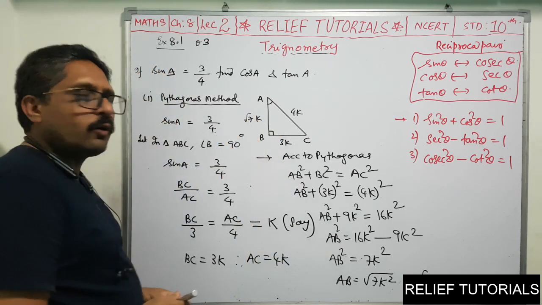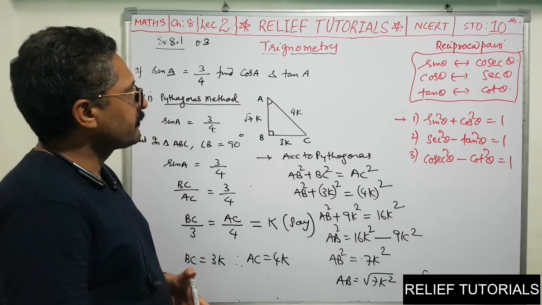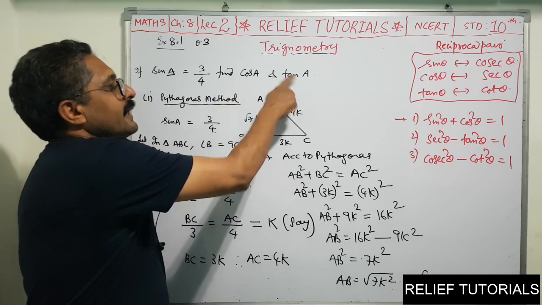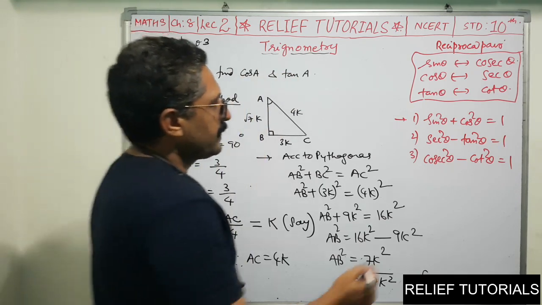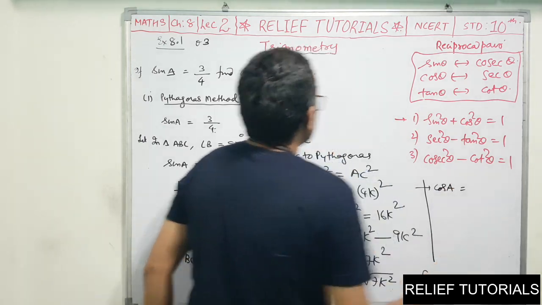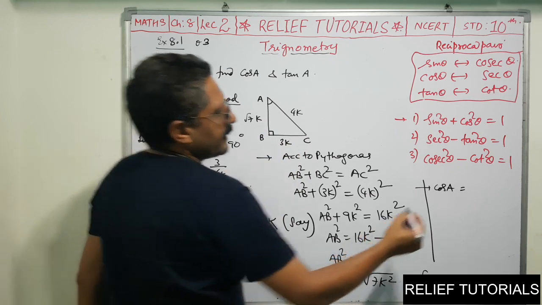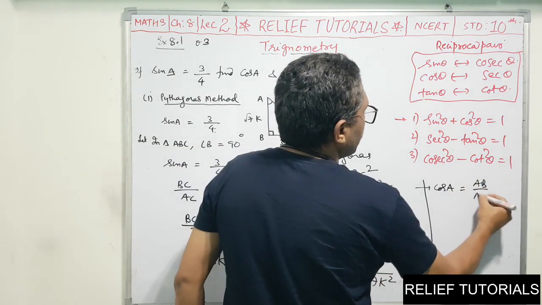So now you have all three measures of the sides of the right angle triangle. Now you have to find cos A and tan A. So very simple. Now we will find cos A. Cos A is adjacent upon hypotenuse. So I can write here AB upon AC.